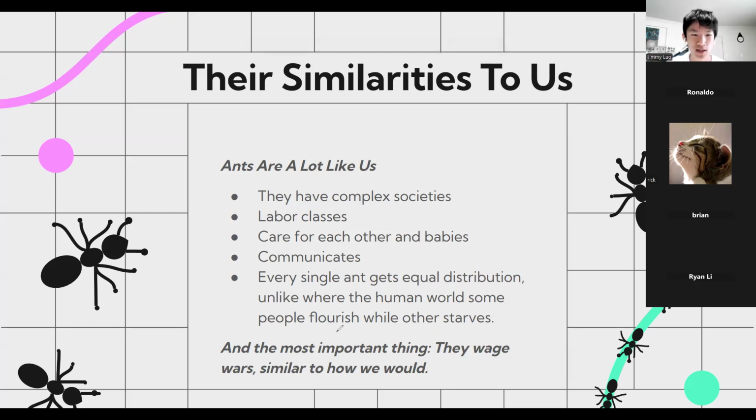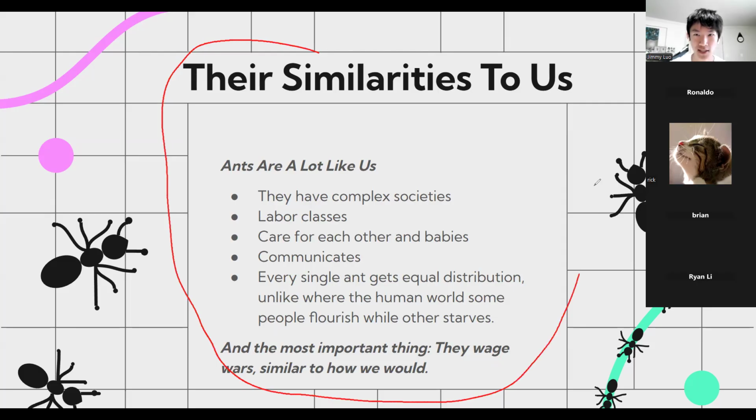And the most important thing is that ants wage wars. Ants wage wars, humans wage wars. If you don't know, humans like war a lot. If you take an example in Europe, we have the war in Ukraine. That's not fun. But ants are a lot similar to us.